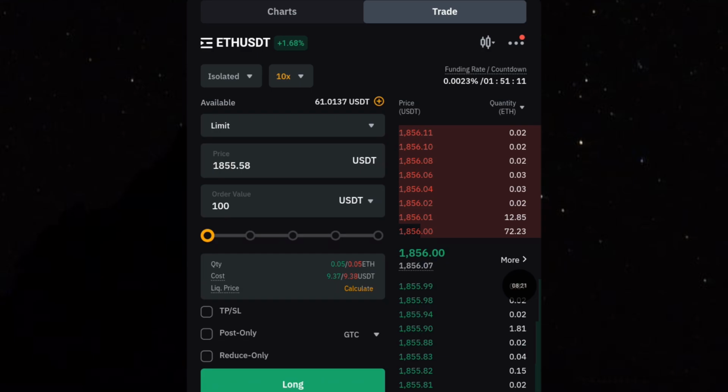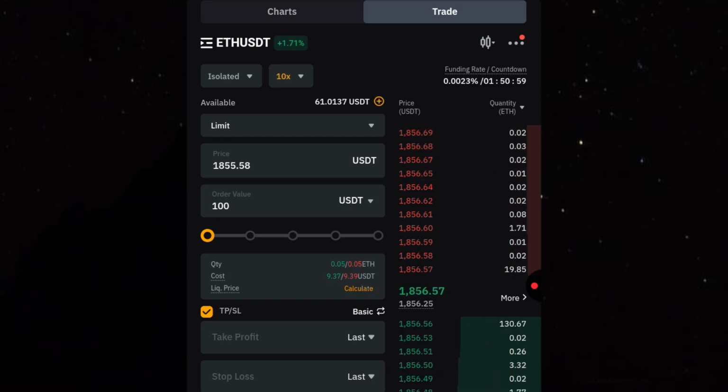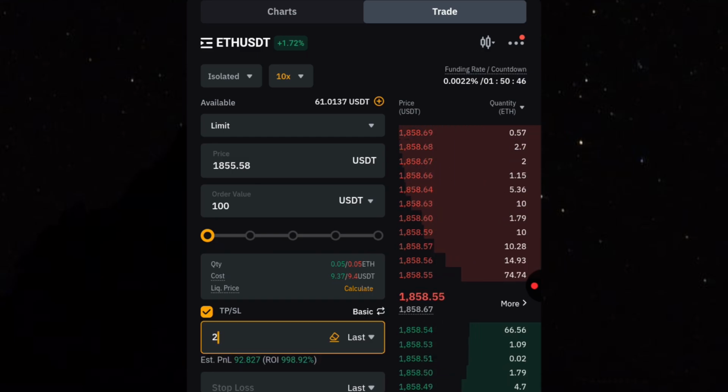Next step is to do your take profit and stop loss. This is very, very important. Take profit and stop loss. You click on TP and SL. All right, what is take profit and stop loss? I'm using 10 USDT of my money to trade. How much do you want to make? Let's say I want to make just 2 USDT extra. Let's say you want to make a little bit of 2 USDT or more.